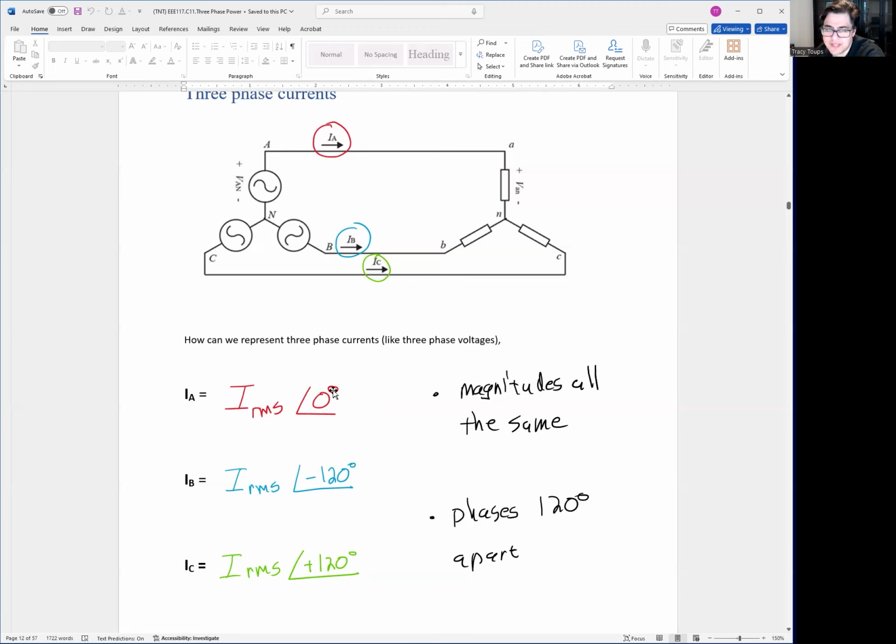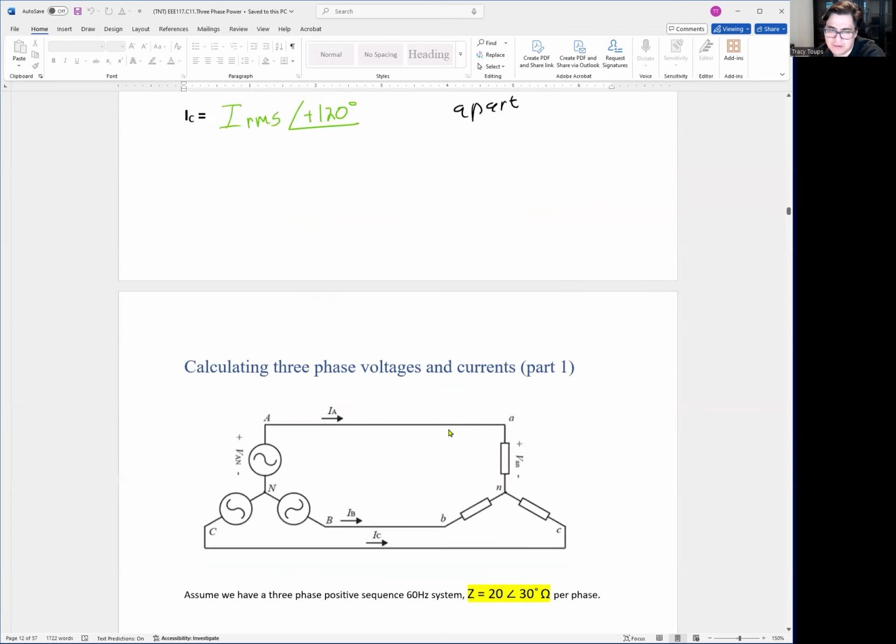Okay, so let's say I calculate everything and this is angle 10 degrees. If this is angle positive 10 degrees, IB will be negative 120 plus 10 degrees, so it'll be negative 110. IC will be positive 120 plus 10, which is positive 130 degrees. When we do some calculations, you'll see it come out.